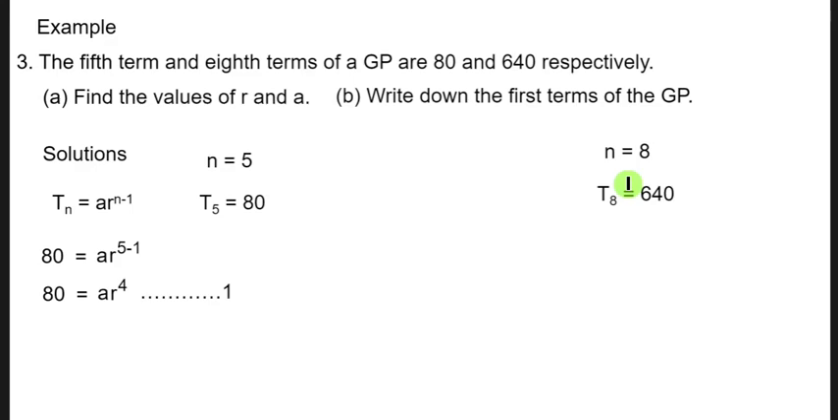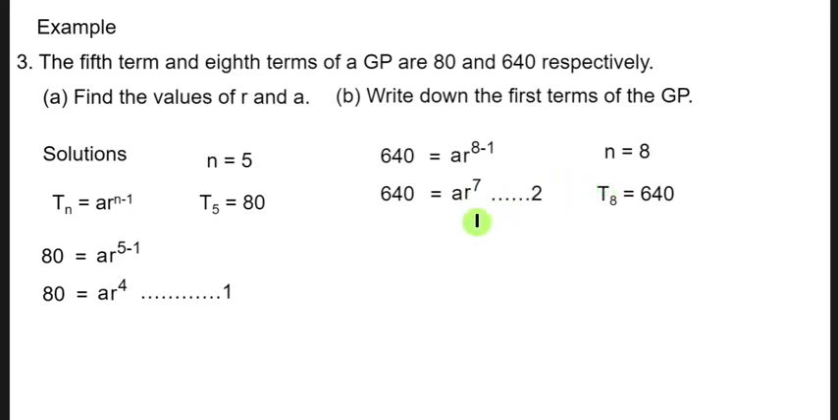So now, using the same formula, we say that the actual value at the 8th term is 640, which is equal to AR, then N here is 8 minus 1, which will be 7. So 640 is equal to AR^7. Then we'll call this one equation number 2.